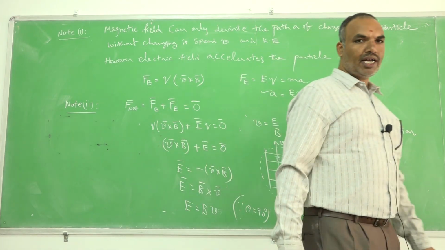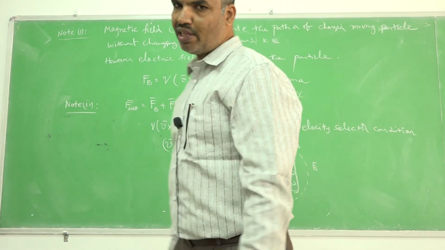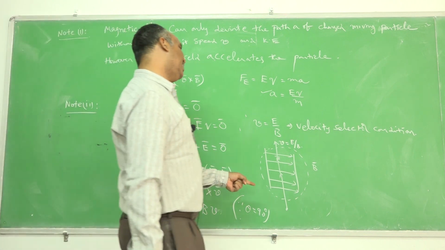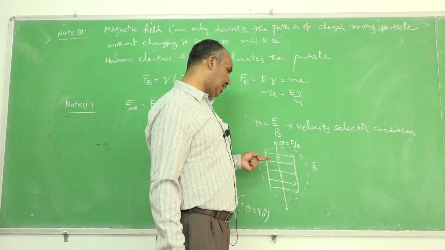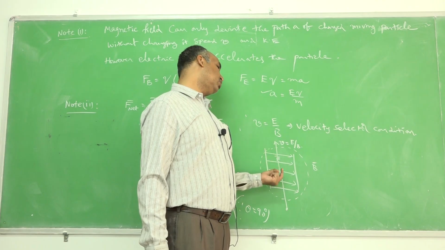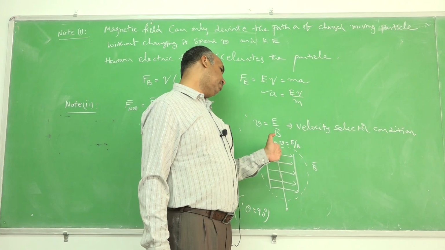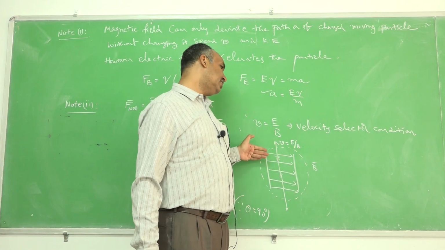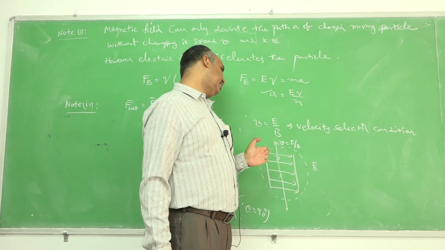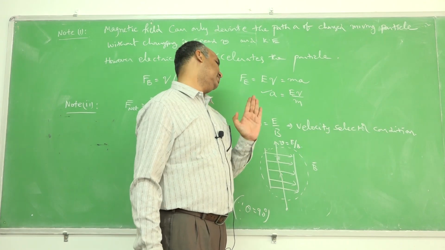Without deviating the particle from its actual path, and if we want to make the particle move with a constant speed, you should keep that particle moving in a crossed field. Crossed field means electric field should be perpendicular to magnetic field, and the direction of motion of the particle is perpendicular to both. Here, magnetic field is either into the paper or out of the paper. Electric field is on the paper like this. Suppose electric field is along x-axis, magnetic field is along y-axis, the particle is moving along z-axis.